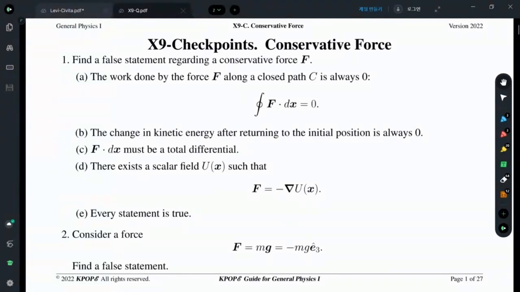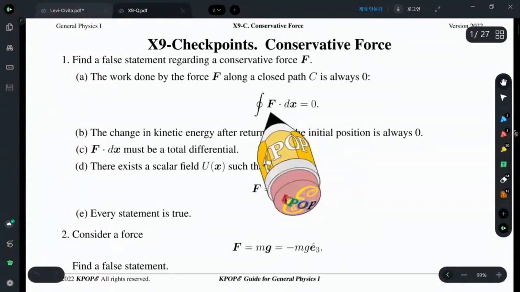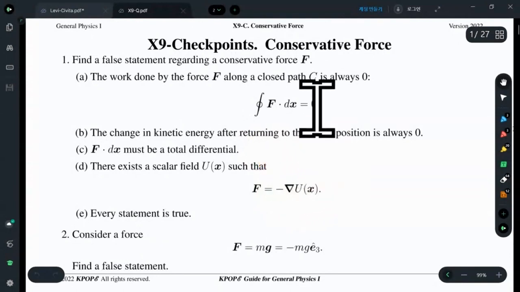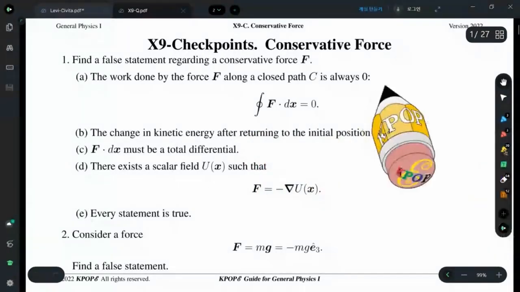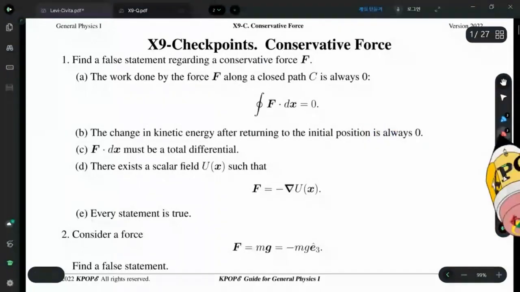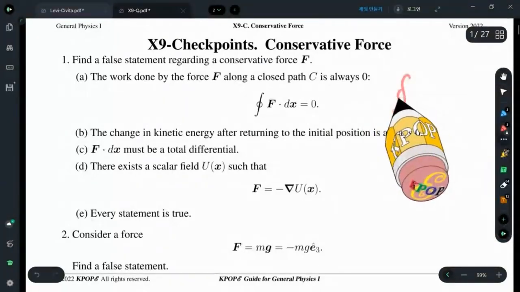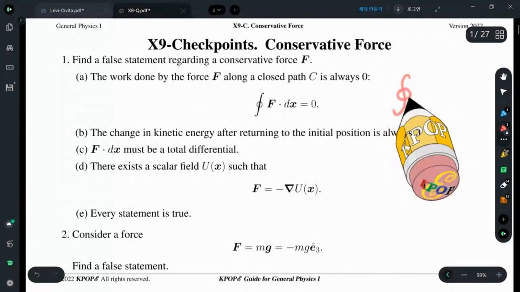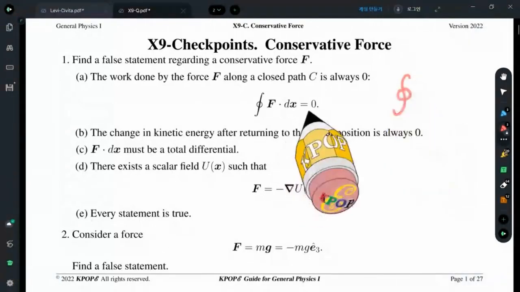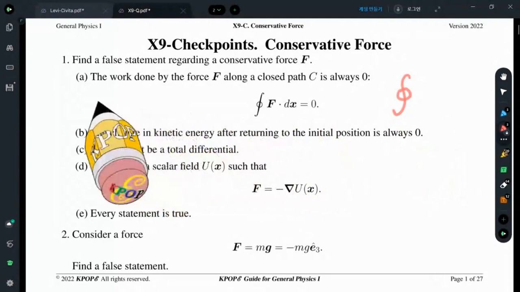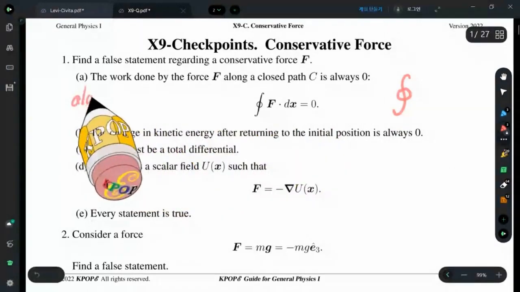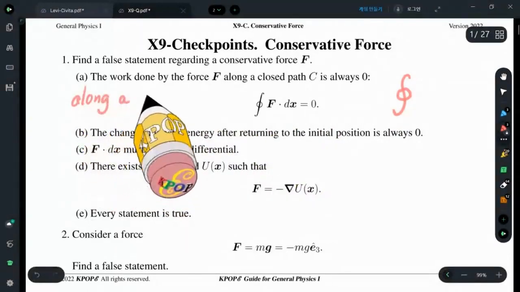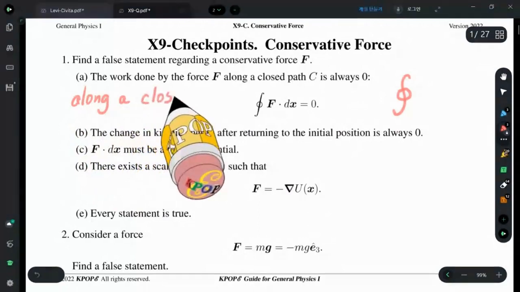We study conservative force today. Conservative force has a very special nature. It satisfies this simple integral, a vanishing integral, and we have a notation. There's a circle. This circle means this integral is along a closed path.